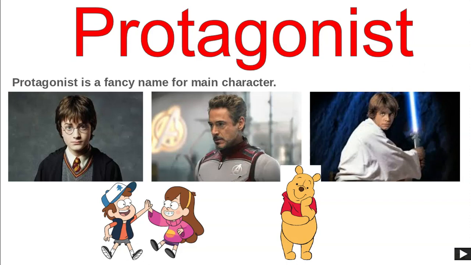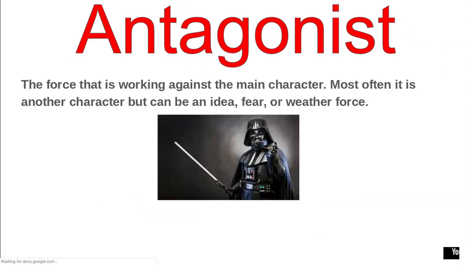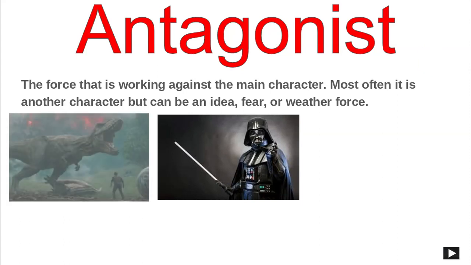Now let's talk antagonist. An antagonist is antagonizing the protagonist. So it's the force that's working against the main character. Most often it's another character, but it doesn't have to be. The antagonist can be an idea. It could be a character that's maybe afraid of something, and that's really what's working against the character. So it could be the character himself or herself that's working against their own interest. It could be a weather sort of issue.